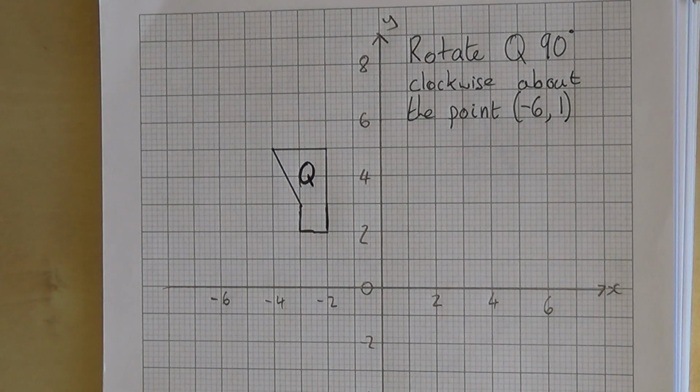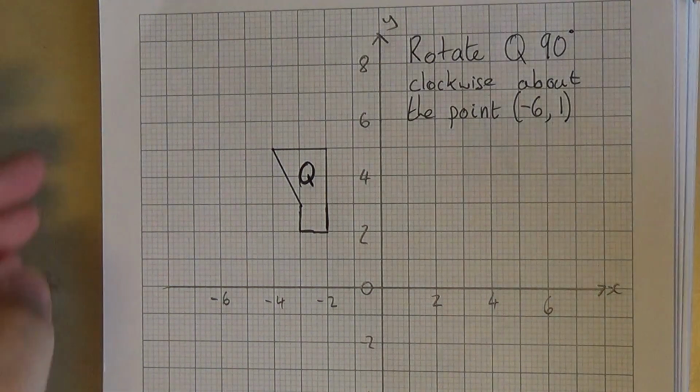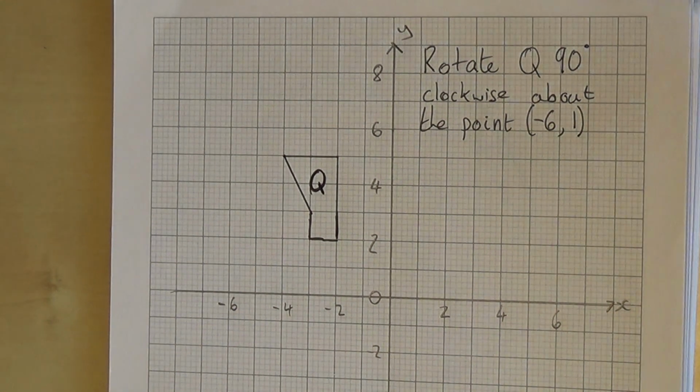Alright, we're going to look at rotations today. Rotations are one of the four transformations that you need to be able to use and describe. First thing to remember is that rotate is a formal word for turn, and you need to understand measures of turn, so degrees and angles, and you need to know which way is clockwise and anti-clockwise.